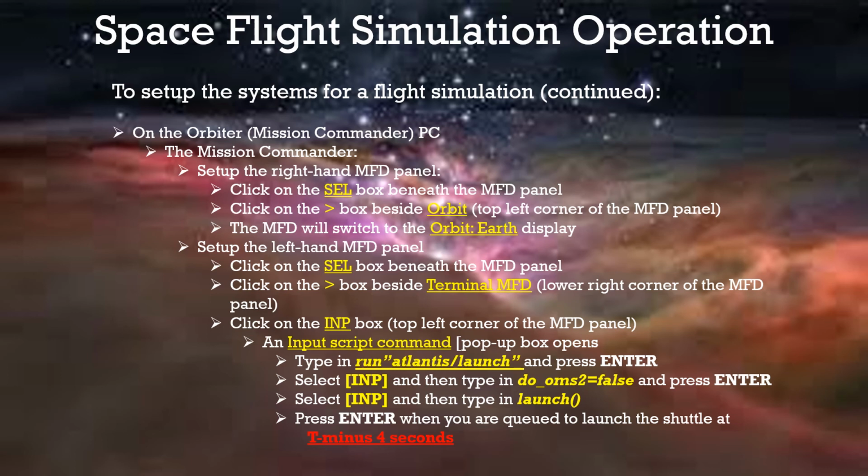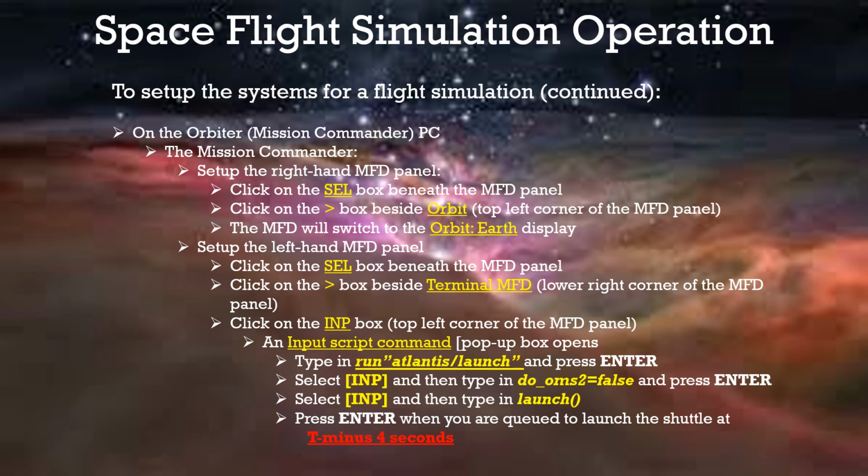Now on the left MFD, the pilot or the mission commander will need to click on the select box again, and then look for the terminal MFD entry, which is usually close to the lower right corner of the MFD panel. So you'll click on that, and then the box will change to the terminal MFD mode. Then you'll want to look for the box that has INP, and that stands for input. It's normally the top left-hand corner of the panel.